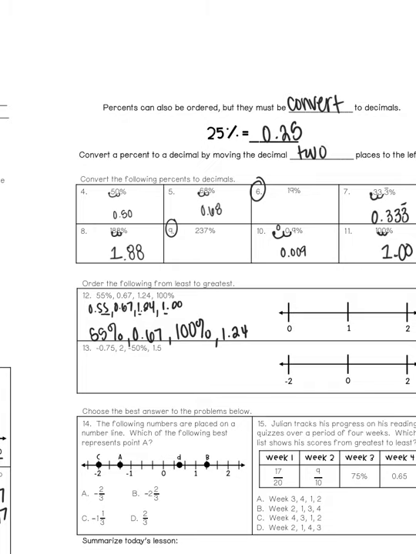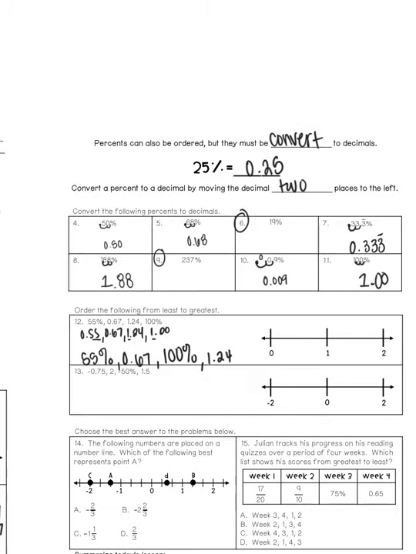If I were to put those on the number line, 0.55 or 55% would be close to the middle between 0 and 1, right? Because it's not 1, but it's right in the middle. 0.67 would just be slightly closer to 1. Then you have 1, 100% at 1, and then 1.24 right there. So I can clearly see on the number line where each of those go, right? So it's easy for me to order them that way.